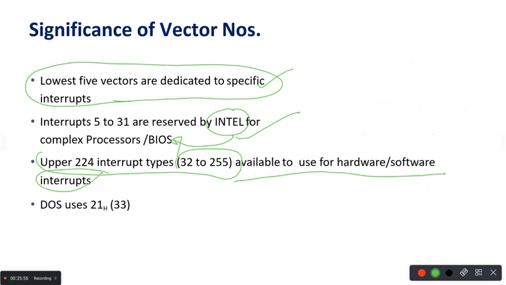That means interrupts 0 to 31 are reserved, but all numbers from 32 to 255 you can use. Anybody who wants to use them is free to. DOS interrupts use 21H. All DOS operations, disk operating system operations, make use of interrupt 21H. This is the way interrupt numbers are actually used.